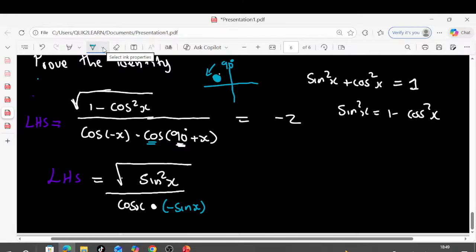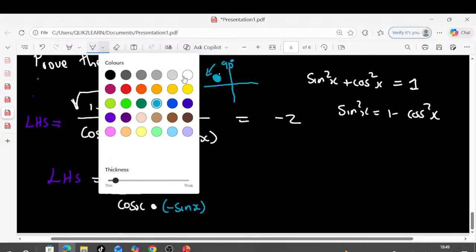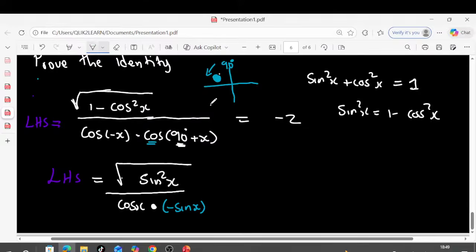So we don't have more space, guys. I'm just going to continue going this side and solve this.